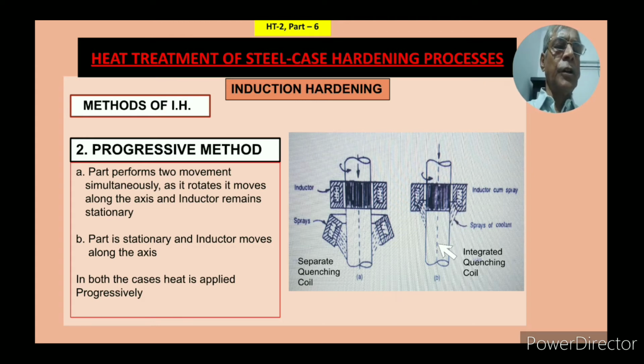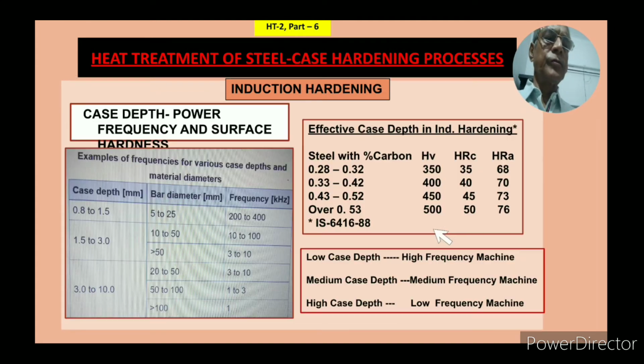Okay, so there are these two types of method. One is a separate quenching coil with fixed inductor, and the second one is an integrated quenching coil. Here is the integrated quenching coil, but here the inductor moves along the axis. Okay, the part rotates like this, but this inductor moves like this and it gets heated, and this is the water quenching arrangement. So these are the two methods, single shot and then progressive method. Okay, then I'll move to.